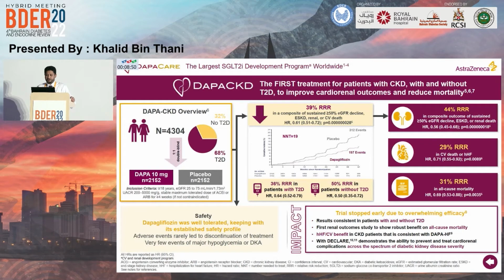There was a 40% relative reduction in the composite outcome of sustained more than 50% eGFR decline, end-stage kidney disease, or renal death. There was also a 29% relative reduction in cardiovascular death and hospitalization for heart failure, and a 31% relative risk reduction in all-cause mortality. The trial was stopped because of the early overwhelming efficacy data with dapagliflozin. The result was consistent in patients with and without type 2 diabetes.